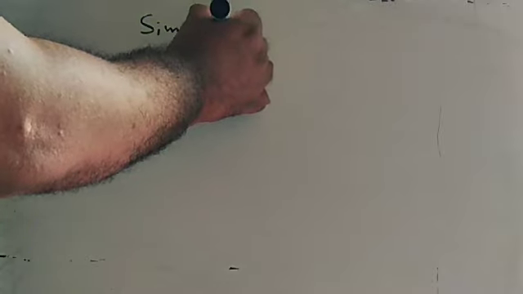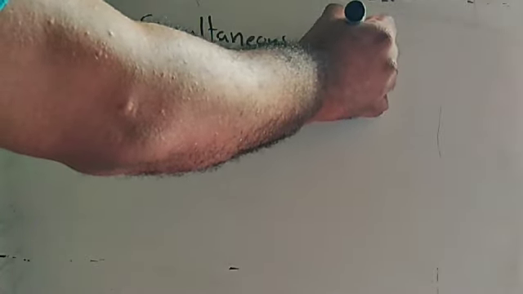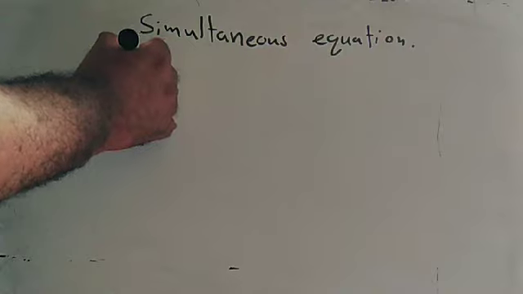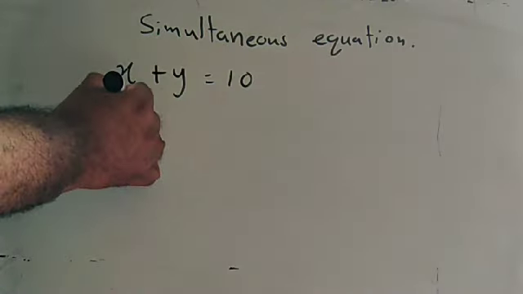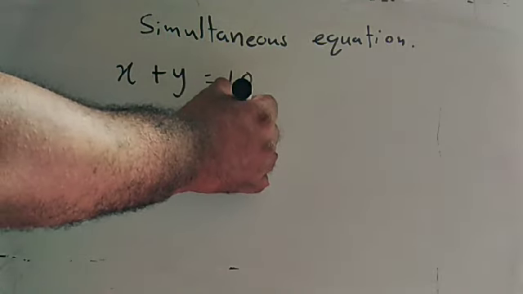Today we are going to learn simultaneous equations. Simultaneous equations. Here, what are the simultaneous equations? x plus y is equal to 10, x minus y is equal to 4.